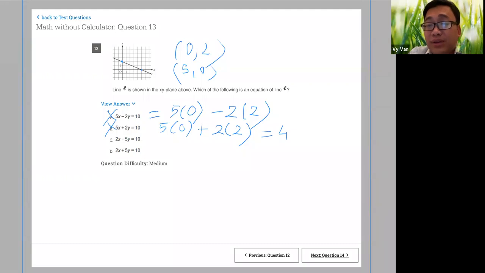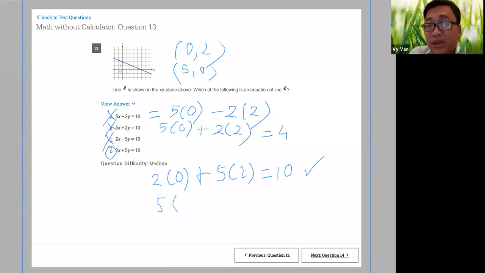So 2 times 0 minus 5 times 2 is negative 10. So this is wrong. We know the answer has to be D. Let's just double check. 2 times 0 plus 5 times 2 is 10. That's correct. And then to test the second point as well.